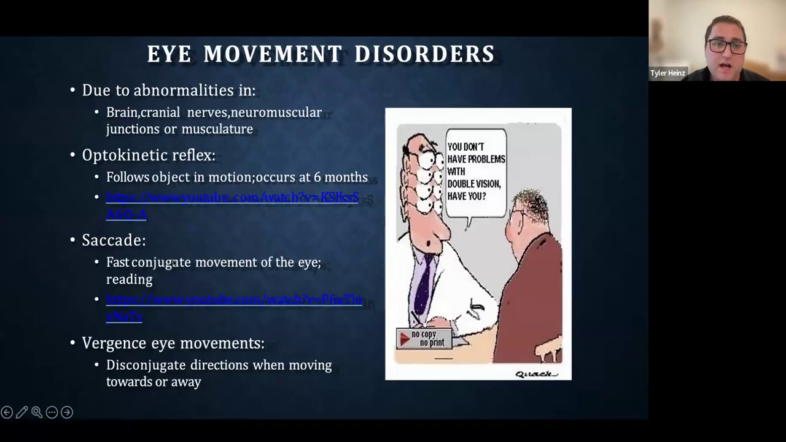Okay. Saccade is our fast conjugate movement of the eye, like reading. That's when your eye is kind of jumping, jumping, jumping, and it's not a smooth look. It's not a smooth gaze movement. It's a fast movement of the eye. Vergence eye movements are when you have disconjugate directions when moving towards or away. And again, you have videos of all of these that you can look at.